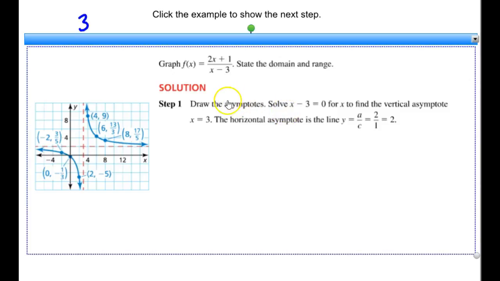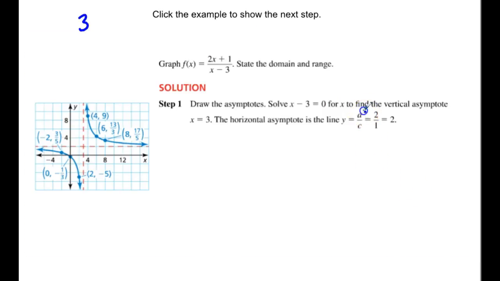So the first thing I do to do that is I take this denominator and I set it equal to 0. To find my vertical asymptotes, right, that go up and down, because I know that I cannot have an x value in the denominator that will make the denominator 0. So I solve that for 0 to find my vertical asymptotes. So my vertical asymptote is going to be x equals 3. So I can go ahead and draw that. So my horizontal asymptote is this line right here, y equals a over c.